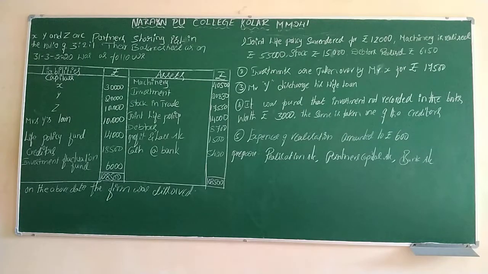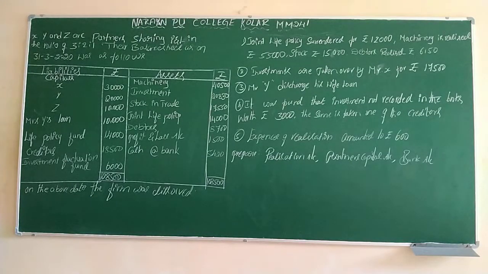Let's come to the asset side. On the assets side, they have given machinery, investment, stock, joint life policy, debtors, profit and loss account, cash and bank. Later, on the above date, the firm was dissolved. Therefore, joint life policy surrendered for rupees 12,000, machinery realized rupees 55,000, stock rupees 15,000, debtors realized rupees 6,150.